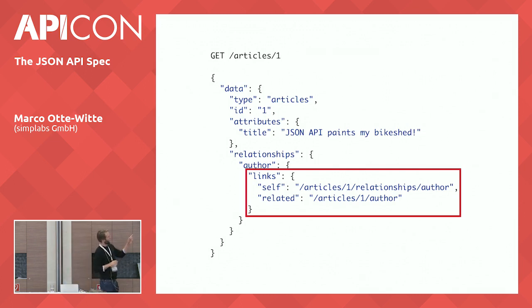So first of all, the self link is a link to the relationship itself, not its contents, but the relationship as such. So, for example, if you make a delete request to that endpoint, you would only delete the relation between the two resources, but leave the two resources that are related intact. While the second link, related, would actually get the relationship content, so in this case, that would respond with a resource object for the people resource with ID 1.